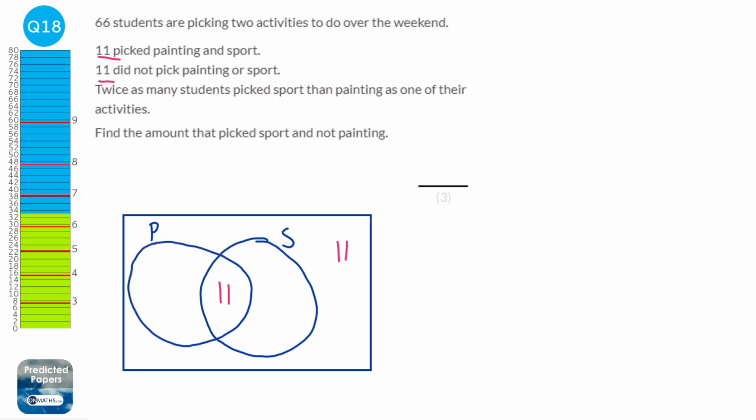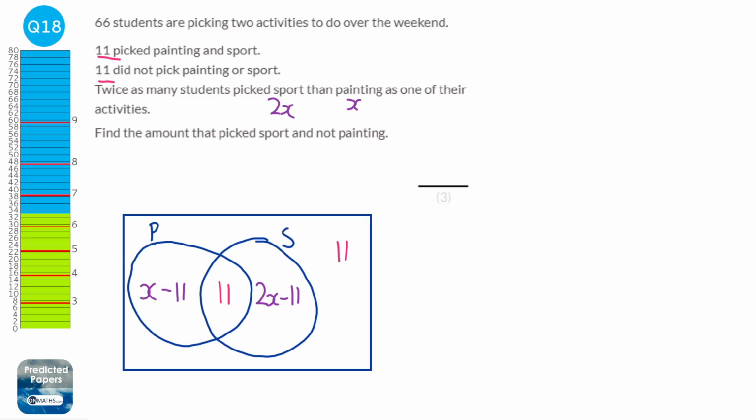Now, what we can do is we can say, okay, so if the painting we label as X, then the sport will be 2X. But if you look, we've already got a number already in the sport, that 11 there. So in algebra, this will be 2X, take away the 11 that we already know about. And the painting is the same. We know the whole thing is X. So what we're going to do is we're just going to take away the bit we know there, which is the 11, and it will be X minus 11.